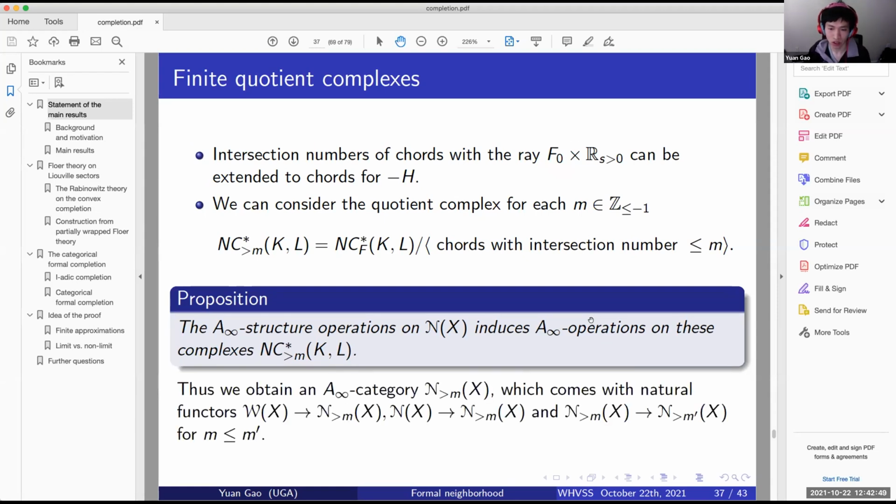And there are several functors relating these to the previously mentioned categories, the Fukaya category W and the category N. They are all very simple. On the first order level, they are just either inclusions or projections to a quotient, namely a quotient map. And in particular, for every m and m prime with m smaller than or equal to m prime, there is a projection from the complex with intersection numbers greater than m to the complex with intersection numbers greater than m prime. And all these functors do not have higher order terms.